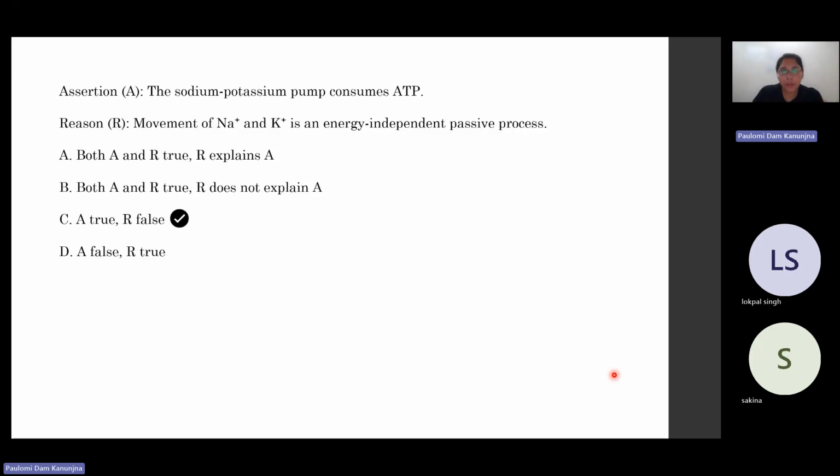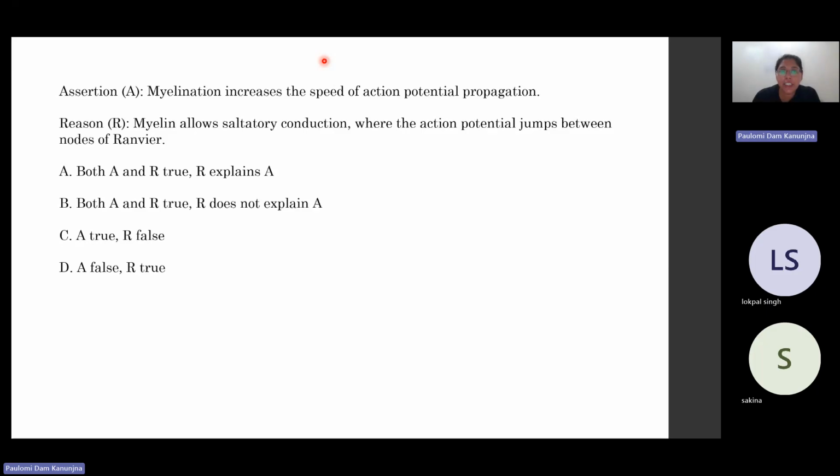So A is true, right? And when it is consuming energy, I just told you if it is consuming ATP, ATP is the energy currency. So it is an ATP dependent process. It's the energy dependent process. That's what I meant. And if it is energy dependent, it is not a passive process. If it is consuming ATP, when it is doing the pumping, it is basically using up energy. Okay. All right. Myelination increases the speed of action potential propagation. Myelin allows saltatory conduction, where the action potential jumps between nodes of Ranvier.